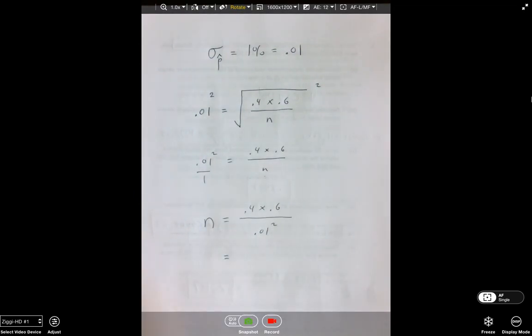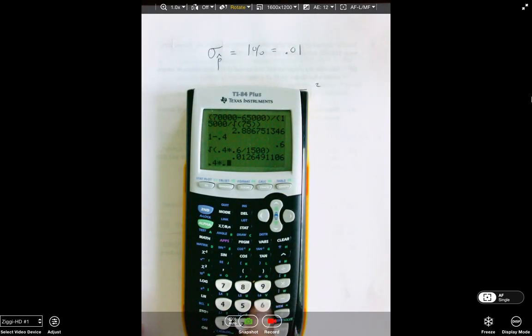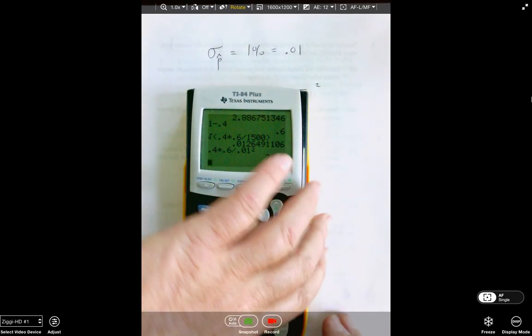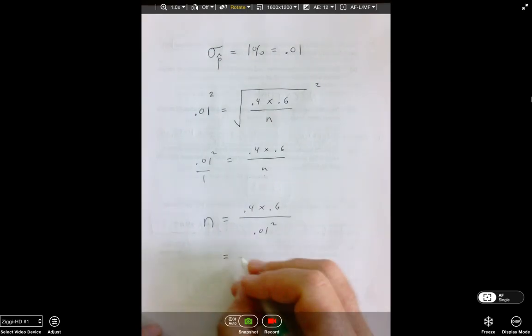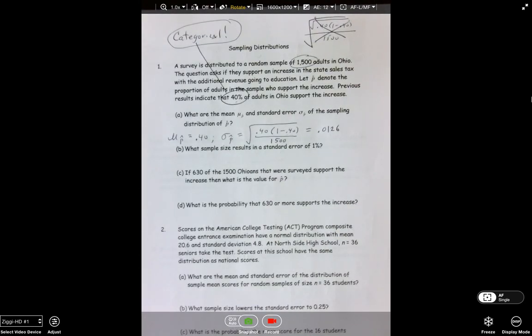All right, so if I can put that in the calculator without doing something crazy, 0.01 squared. You guys remember these things you always round up, but it turns out that one turns out perfectly. So we need a sample size of 2,400. To get the standard deviation of the distribution of sample proportions down to 1%, we would need an extremely large sample size of 2,400.